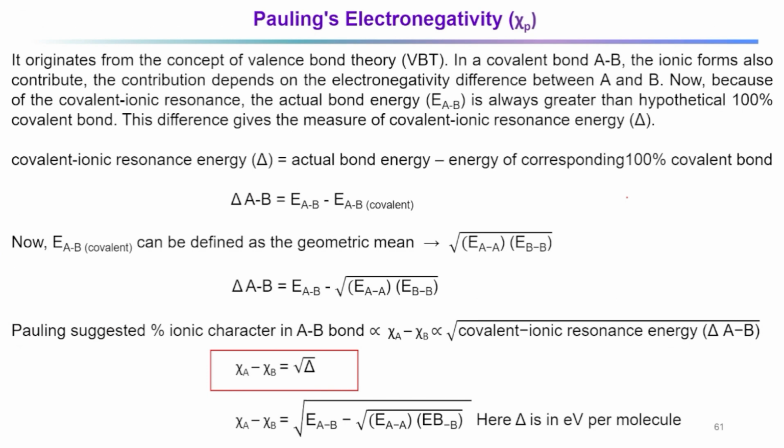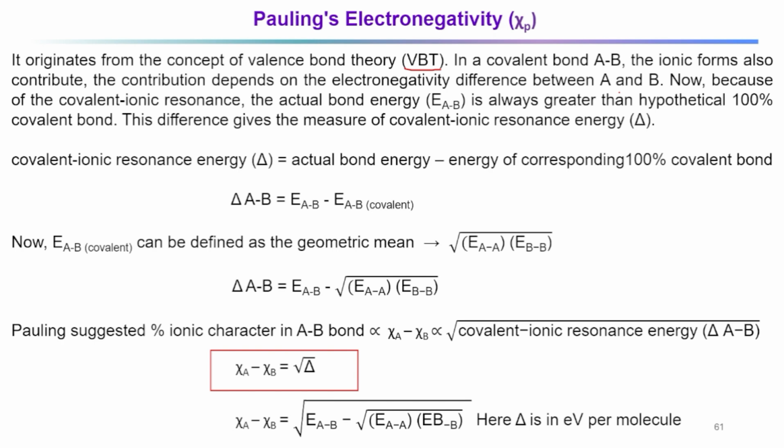Now let's talk about Pauling's electronegativity. The electronegativity periodic table which we saw earlier is actually based on Pauling's electronegativity. It originates from the concept of valence bond theory, VBT. In a covalent bond AB, the ionic forms also contribute. The contribution depends on the electronegativity difference between A and B.